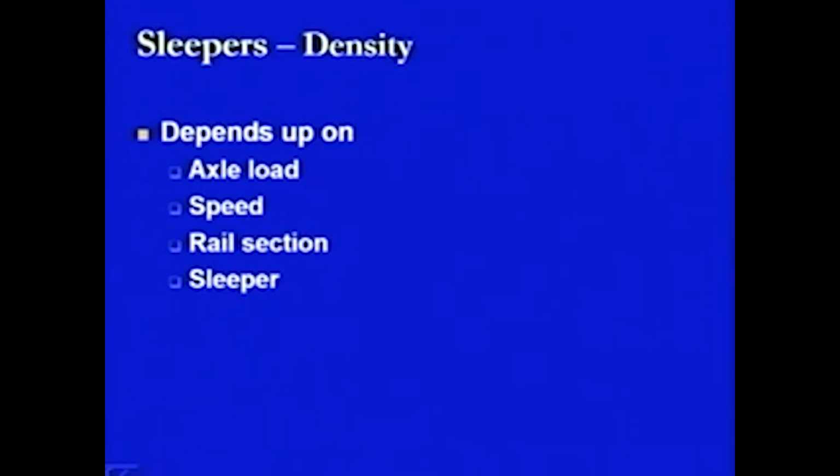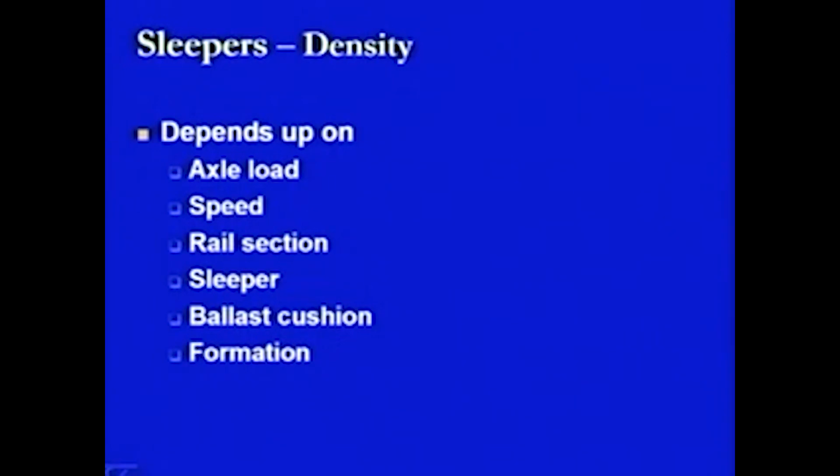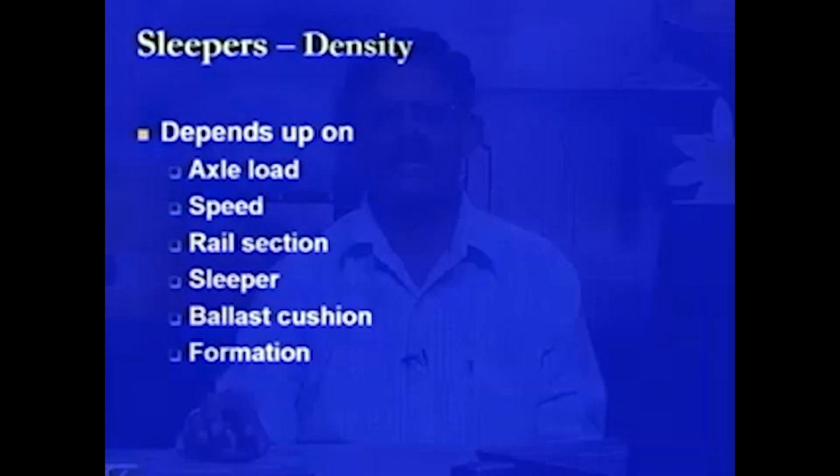Then the type of sleeper being provided: if heavy sleepers have been used, then the sleeper density can be reduced too. The thickness or depth of the ballast cushion, or the type of ballast being used, is another factor which may define the sleeper density or the number of sleepers to be provided, because it depends on the load taking capacity of that ballast. Similar is the case for the formation level, because the formation level is the final level up to which the loads are going to transfer. So, if it is weaker in taking the load, then more sleepers need to be provided at the top of the ballast cushion.